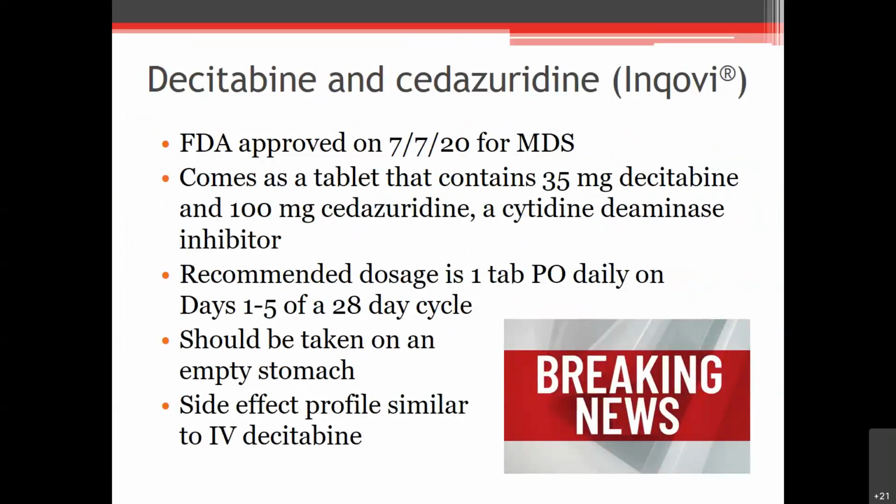And then we do actually have a brand new medication that was just approved by the FDA last week for MDS. And this is actually an oral drug. It comes as a tablet that contains 35 milligrams of decitabine and 100 milligrams of cedazuridine, which is a cytidine deaminase inhibitor. The recommended dosing for these patients is just a single tablet daily on days 1 to 5 of a 28-day cycle. It should be taken on an empty stomach, and it has a side effect profile that's pretty similar to IV decitabine. So I just wanted to make sure to at least mention this new agent.